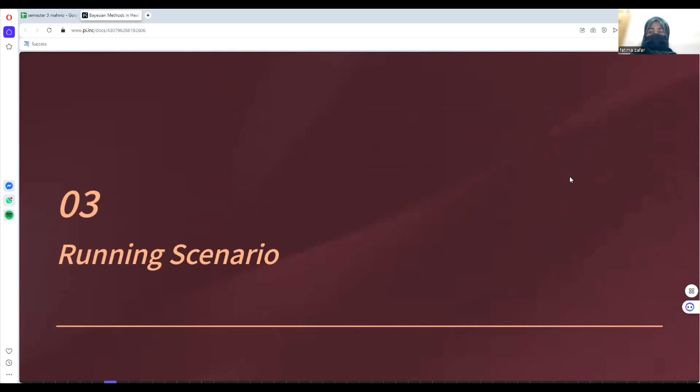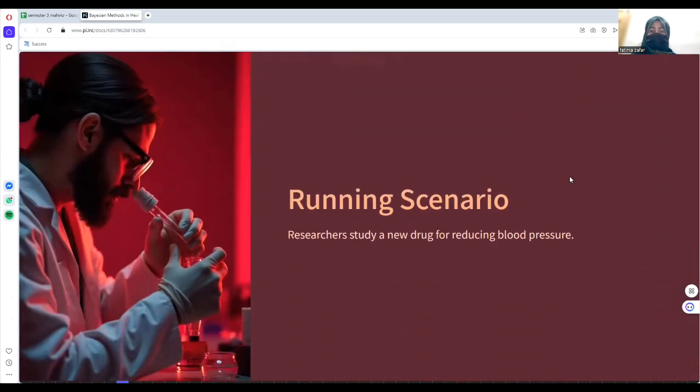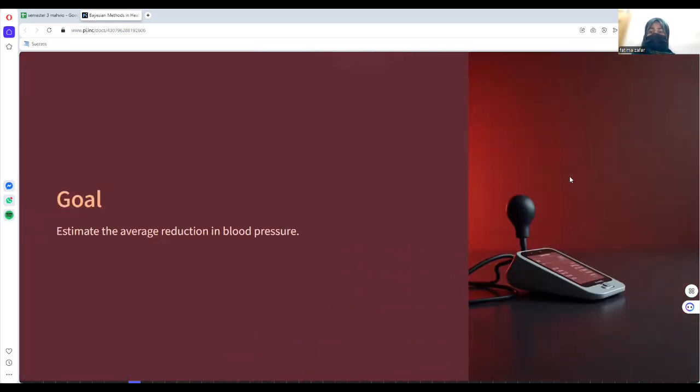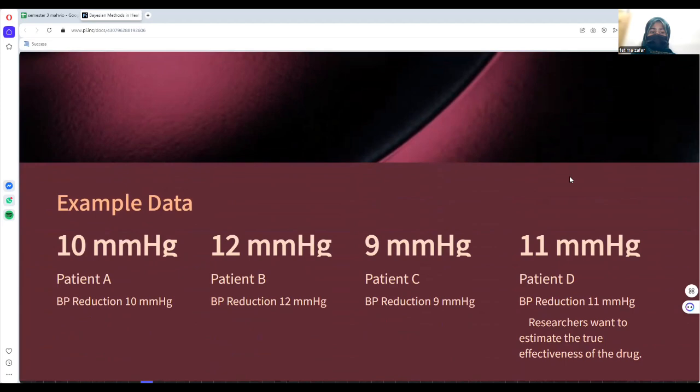Now let me see the scenario in order to clarify the concept. Researchers study a new drug for reducing blood pressure. What is the goal here? To estimate the average reduction in blood pressure. That is our main goal. For example, we have data: patient A has a BP reduction of 10 mmHg, patient B has a 12 mmHg BP reduction, patient C has a 9 mmHg BP reduction, and at the end patient D has an 11 mmHg BP reduction.